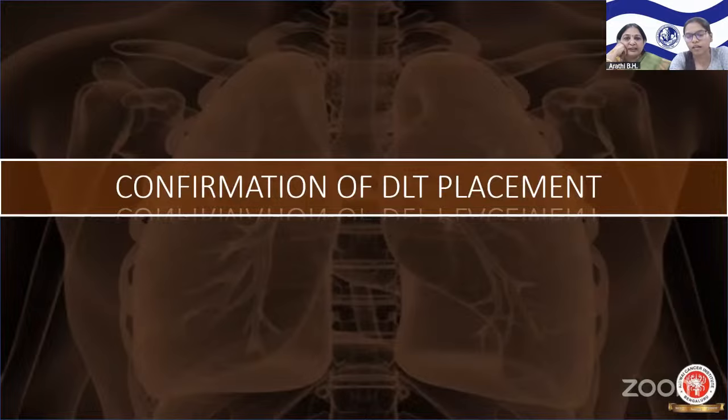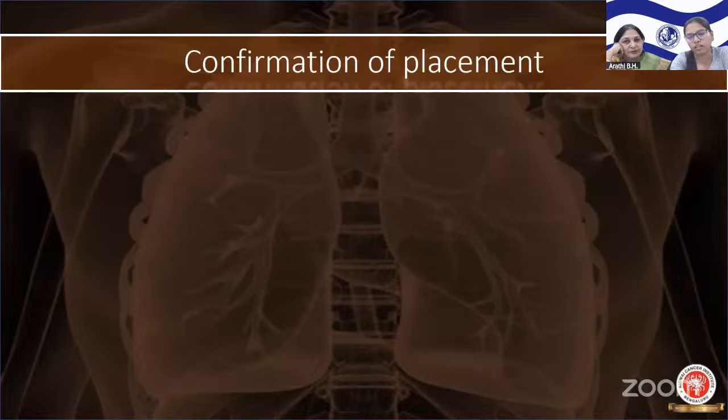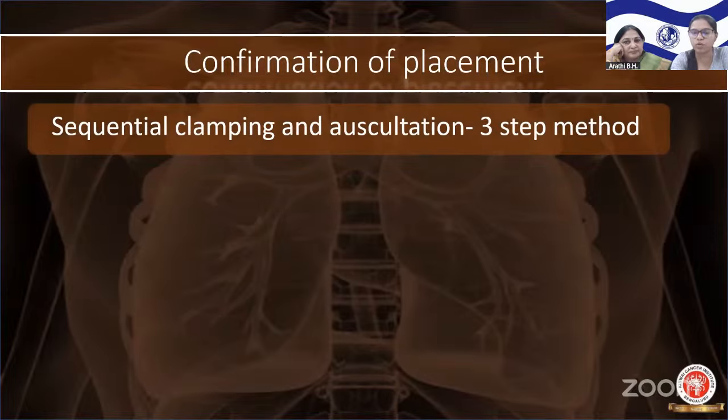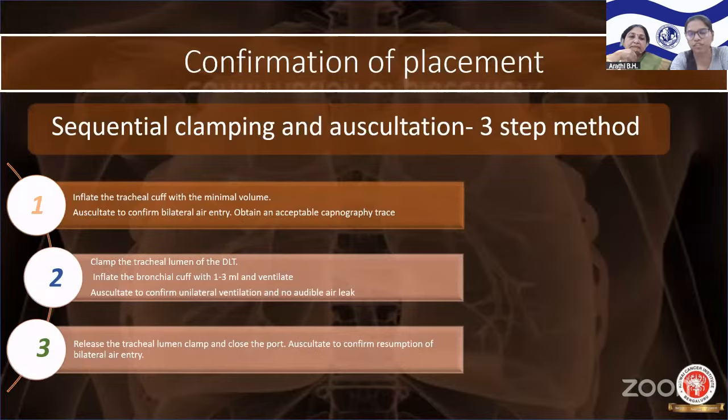How do we confirm the DLT placement? What are the methods? Yes, ma'am. There are two methods. First one is by auscultation. The other one, the gold standard, is the fiber optic method. First is auscultation, that is sequential clamping and auscultation, the 3-step method.